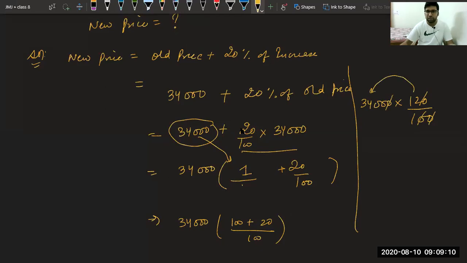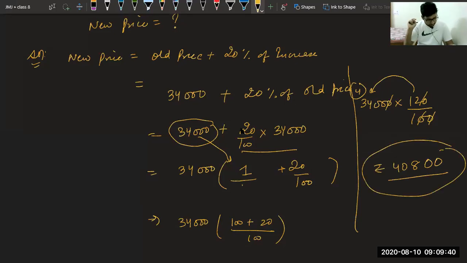Now multiply these. 340 into 12. The answer will be 1200. 12 4s are 48. 12 3s are 36 plus 4. It is coming out as 4080. Why? It should be 40,800, na? Again, some mistake I have done, I think. 12 4s are 48. Okay, 2 zeros are there. Yes, rupees 40,800. Class, any doubts till now?